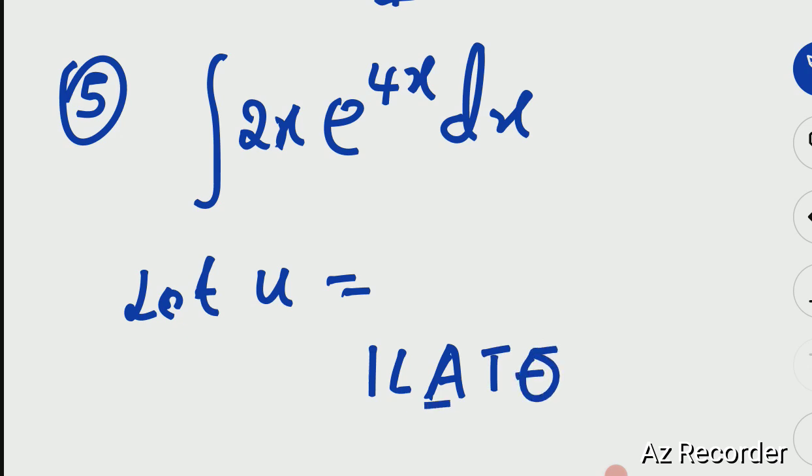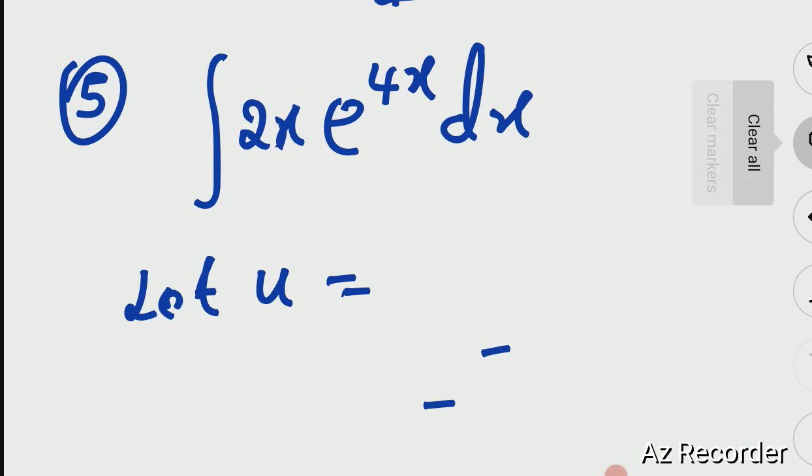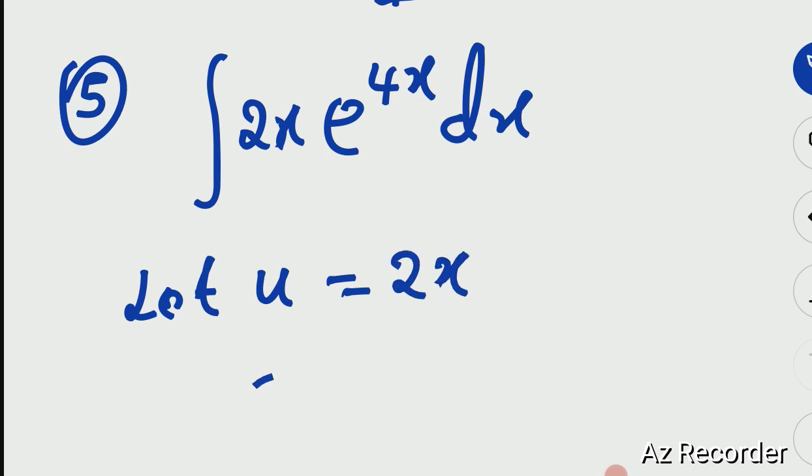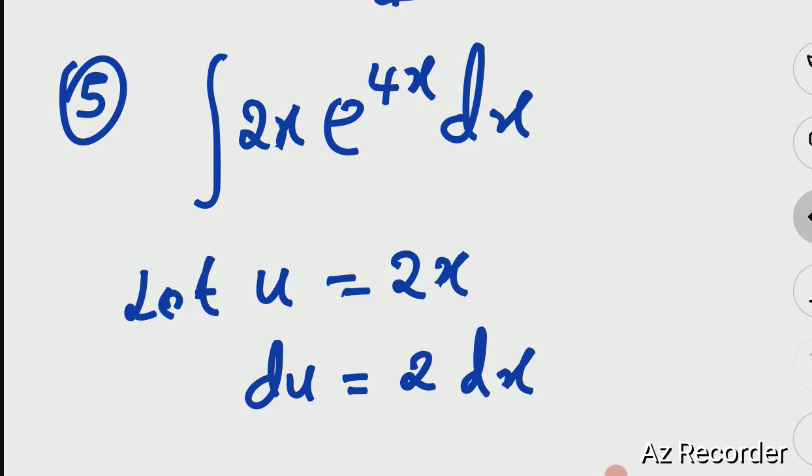We have algebra, and exponential is the last. So we are going to say let u equal 2x. Then du equals, when you differentiate this, you obtain 2 with respect to x, so du = 2 dx.